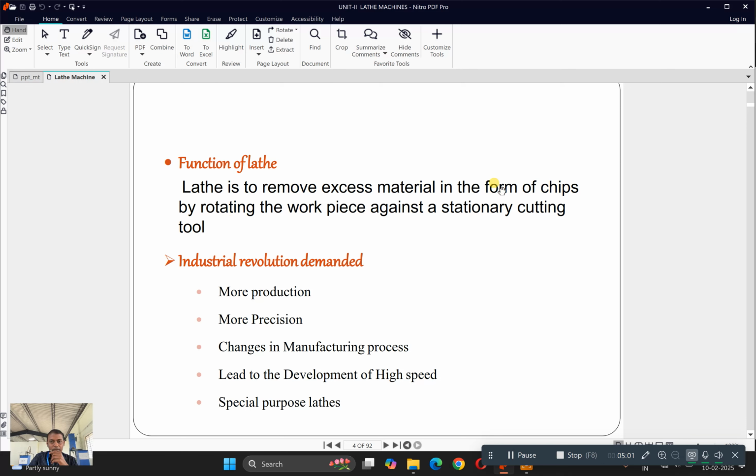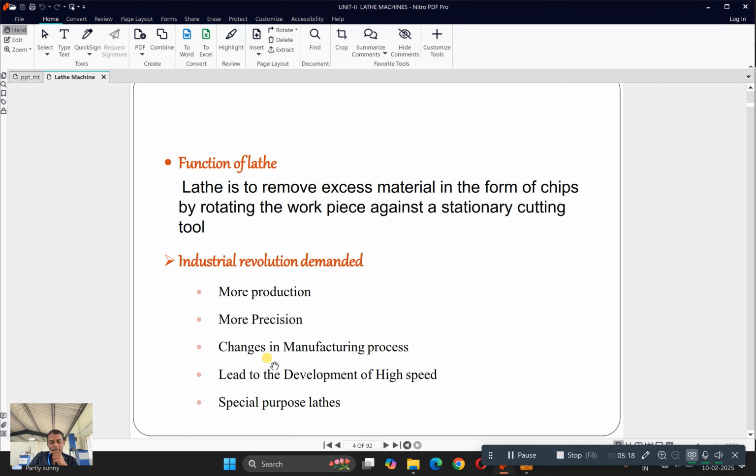The industrial revolution demanded more production, more precision, and changes in manufacturing processes, and it also led to the development of high speed, special purpose lathes.